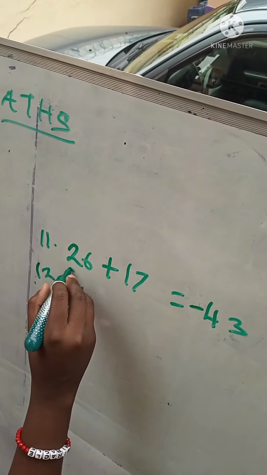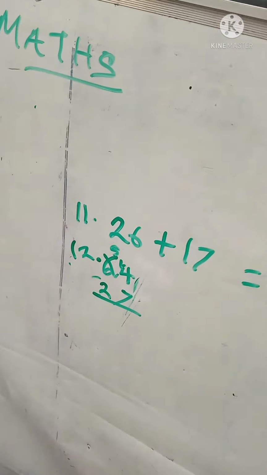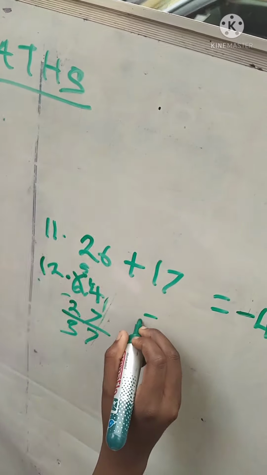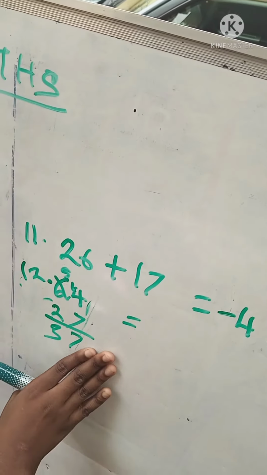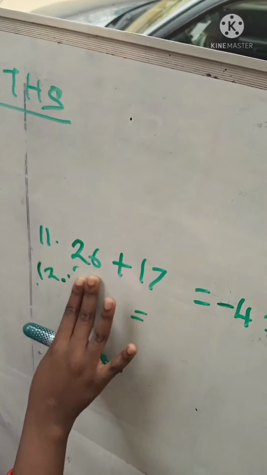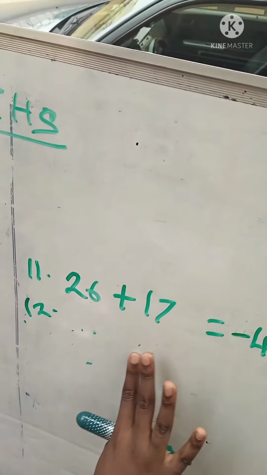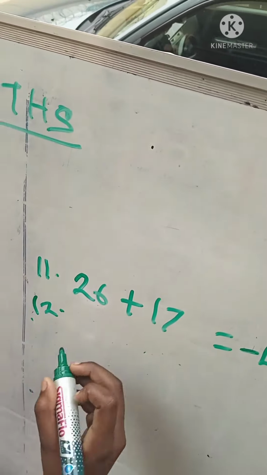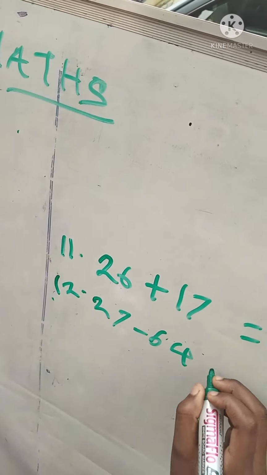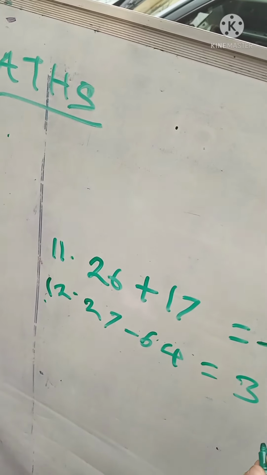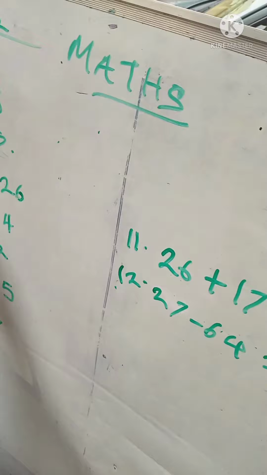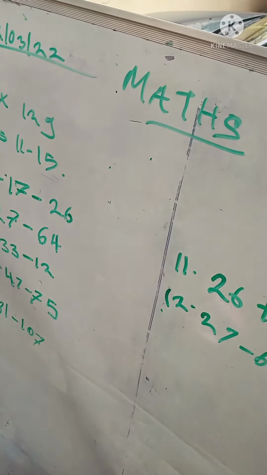Let me give a rough work: 14 and 7, that's 7. 5 minus 2, that's 3. So we write again, 27 minus 64 equals 37. And the sign that is common in both of them is the minus sign.